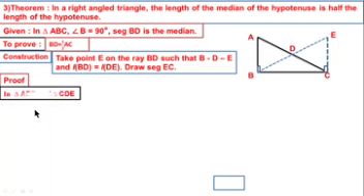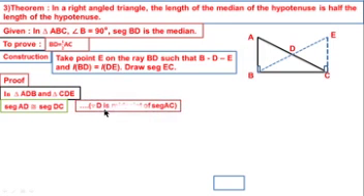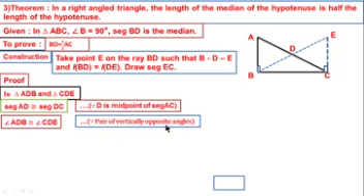Proof. In triangle ADB and triangle CDE, segment AD is congruent to segment DC, D is midpoint of segment AC. Angle ADB is congruent to angle CDE, pair of vertically opposite angles.